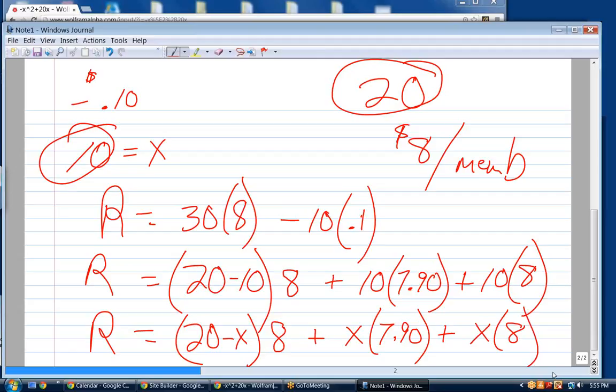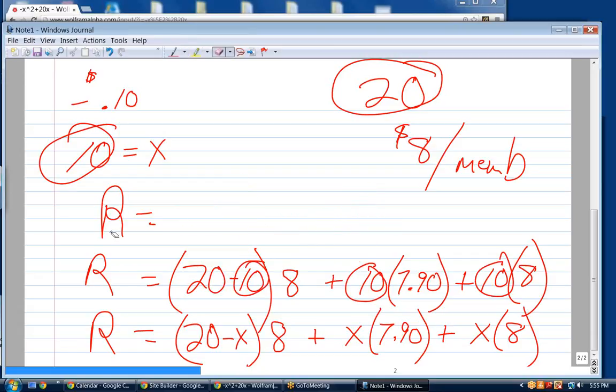Okay. In other words, in the first case where X was 10, there's my 10, there's my 10, and there's my 10. So let's erase this one. We don't want that one. So our revenue function looks like this when expressed as a variable.